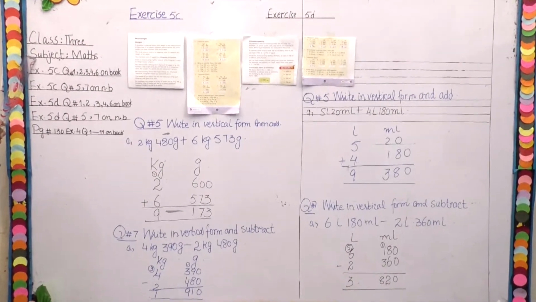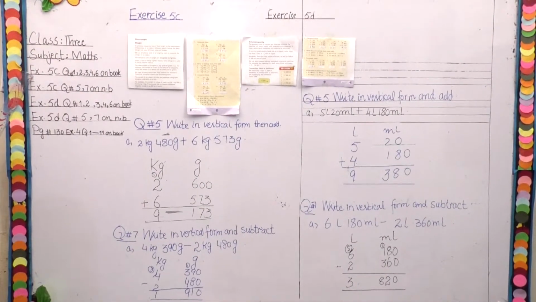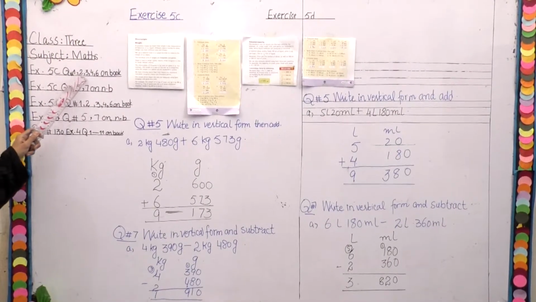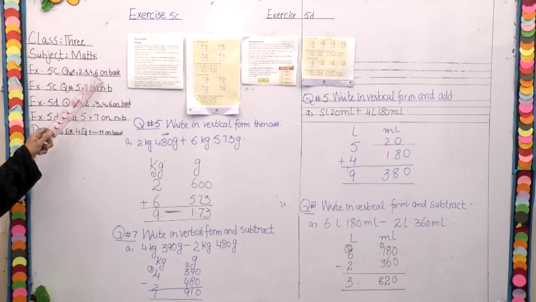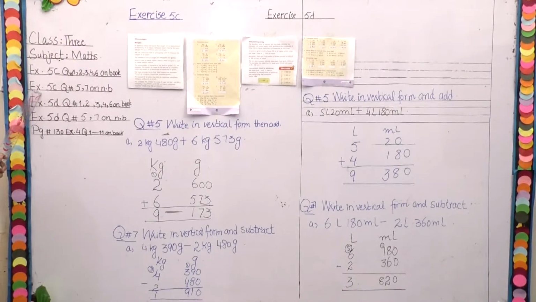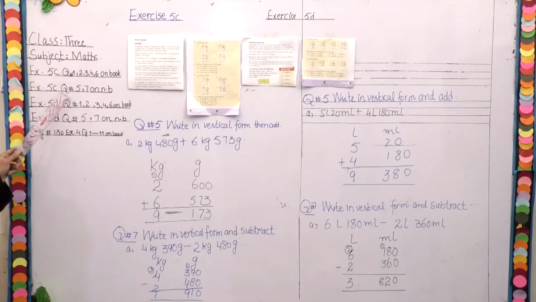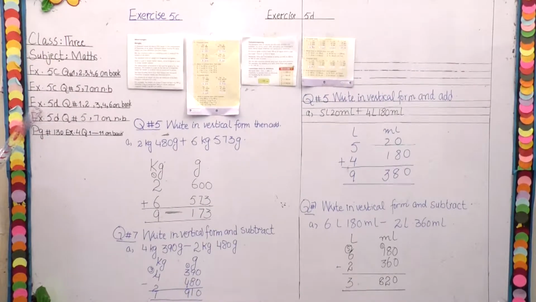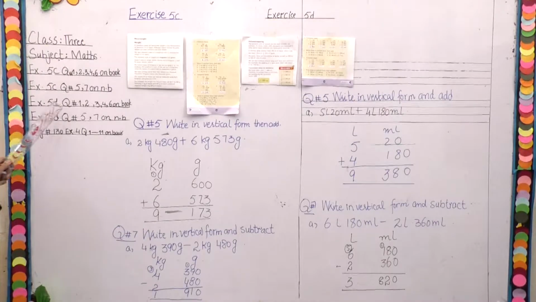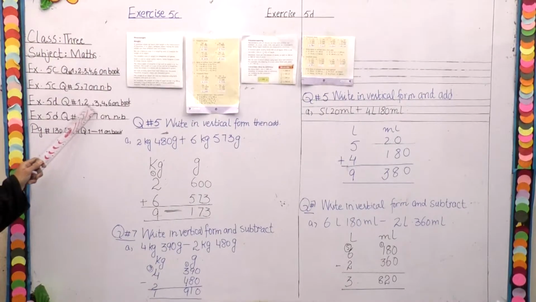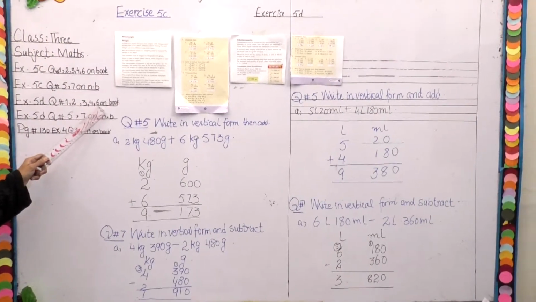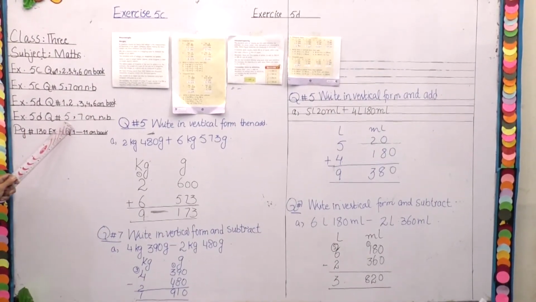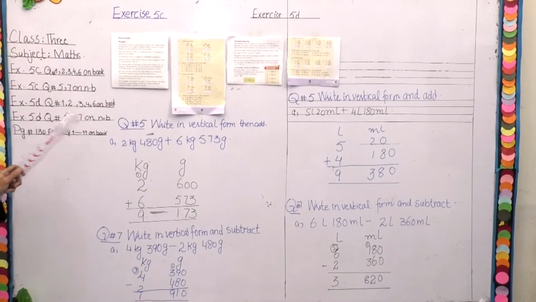Okay, this is your math subject. Today we will start exercise 5C. You will do question number 1, 2, 3, 4 and 6 on your books. Then exercise 5C, question number 5 and 7 will be done on your notebooks. Then comes exercise 5D, question number 1, 2, 3, 4 and 6 will be done on your books, and question number 5 and 7 will be done on your notebooks.